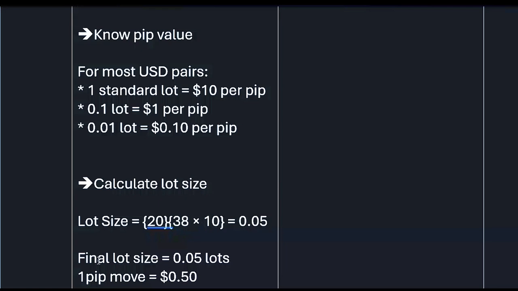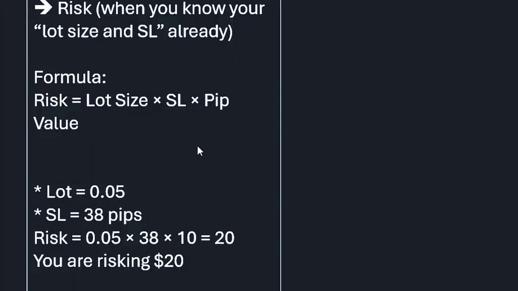So our final lot size that you can use for our account of $1,000 should be 0.05 lots, which implies that for every pip movement of any trade that we take, we are risking 0.50, which implies 50 cents. We are risking 50 cents for every pip movement.